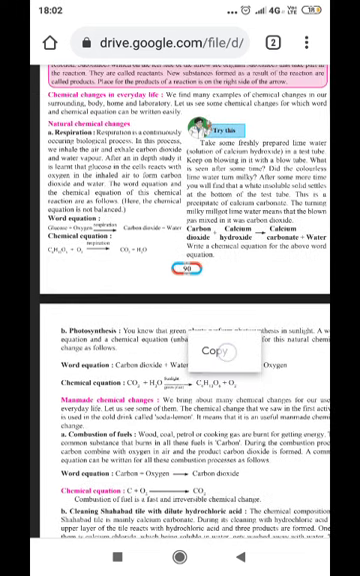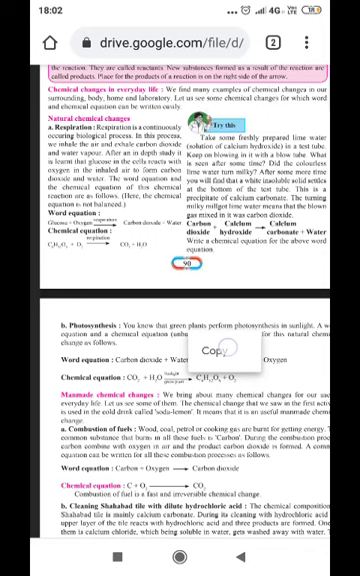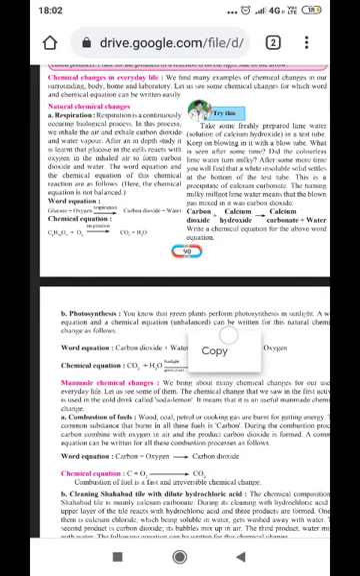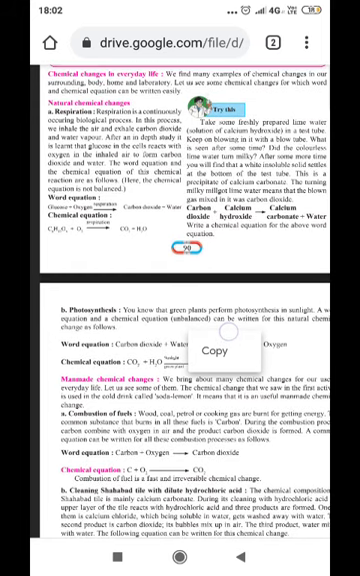Take some freshly prepared lime water in a test tube. Keep blowing into it with a blow tube. What is seen after some time? Does the colorless lime water turn milky? After some time, you will find that a white insoluble solid settles at the bottom of the test tube. This is a precipitate of calcium carbonate. The lime water turned milky because the blown gas mixed with it. It was carbon dioxide.